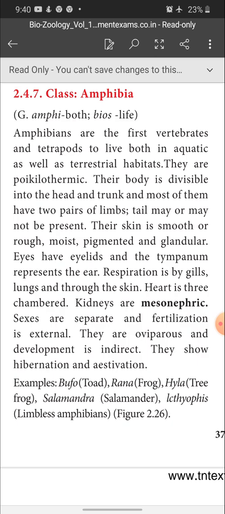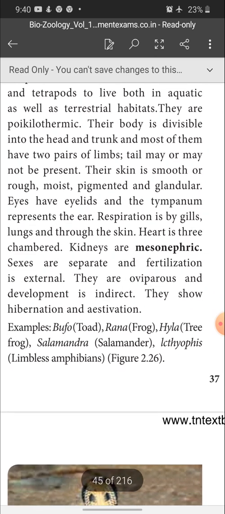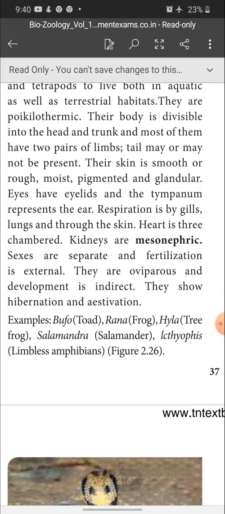Heart is 3-chambered. See children, till fishes, we have seen that there is a two-chambered heart. Amphibia possess a three-chambered heart, two auricles and one ventricle. Kidneys are mesonephric. Sexes are separate and fertilization is external. They are oviparous and development is indirect. They show hibernation and aestivation.